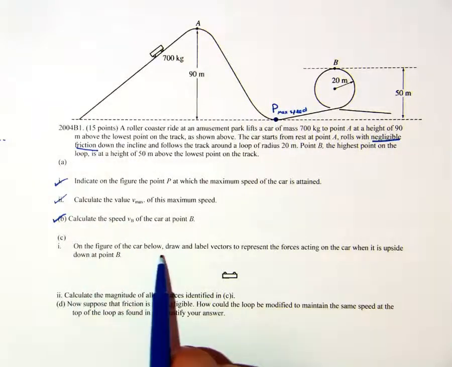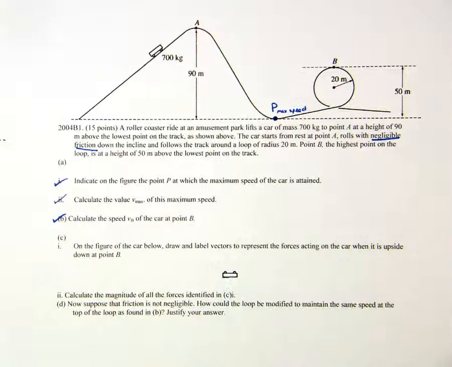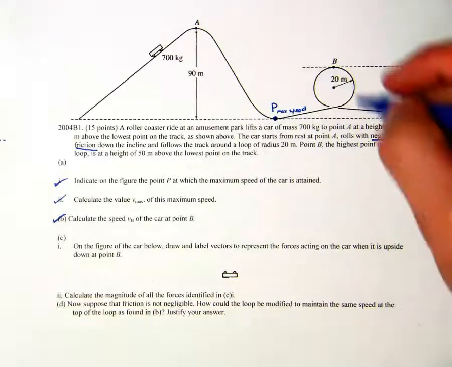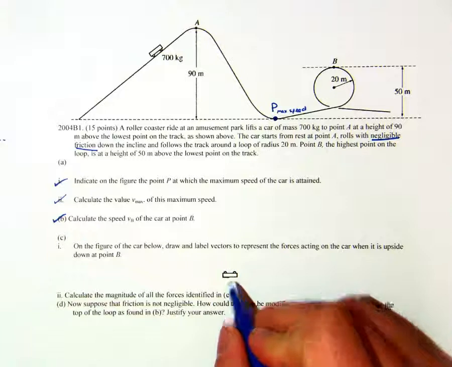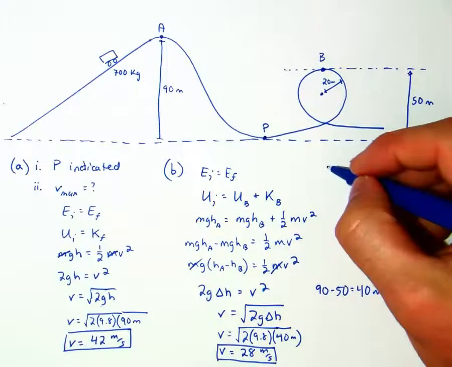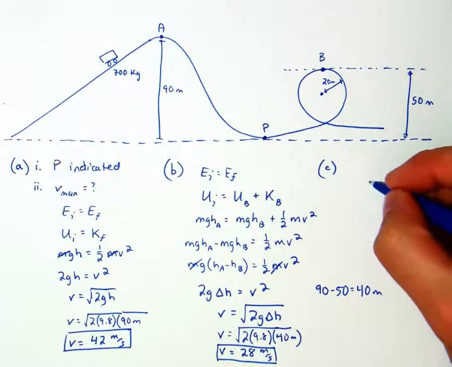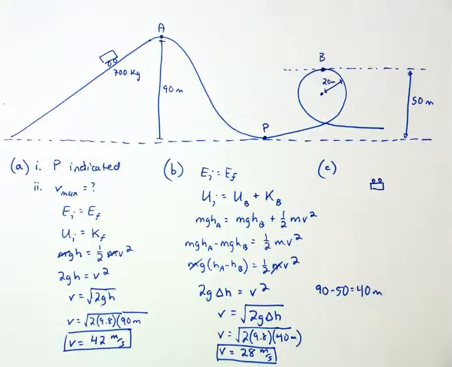Now, on the figure of the car below, draw and label vectors to represent the forces acting on the car when it's upside down at point B. So this one, let's be careful not to overthink this one too much. In fact, I'm going to come over to this part C, and I'm going to draw myself a little car that is upside down, and I'm going to draw my free body diagram right here.